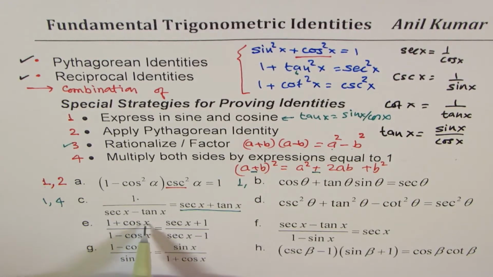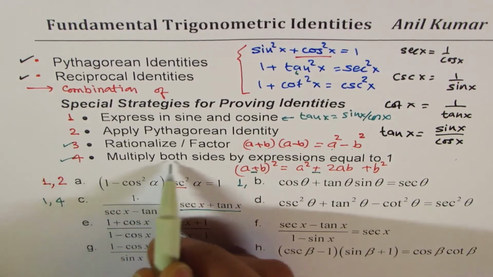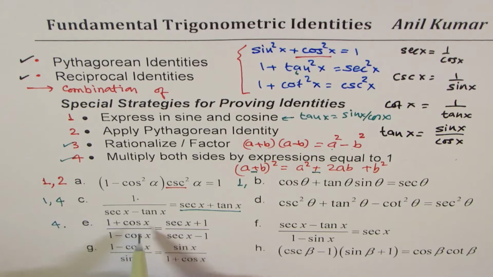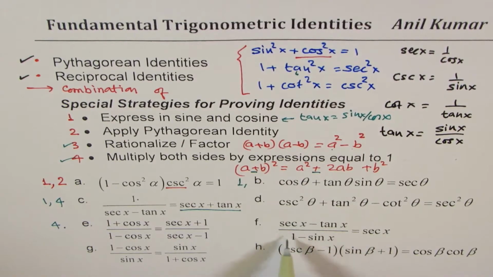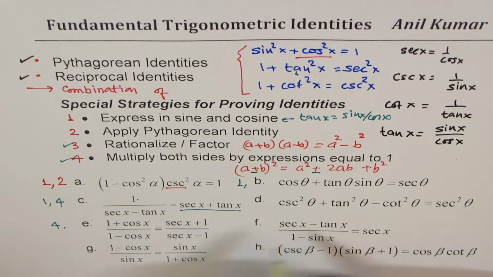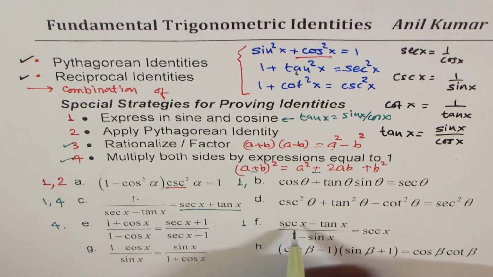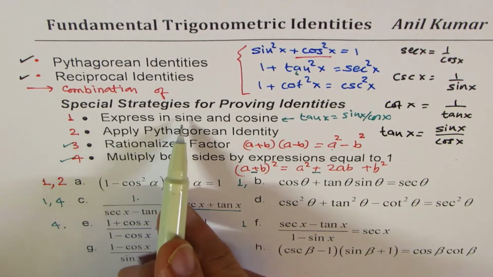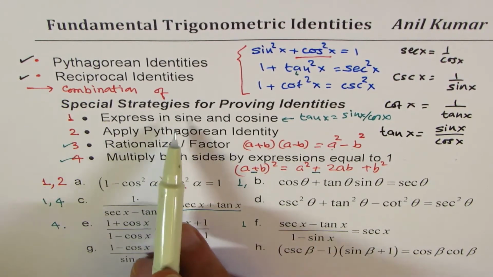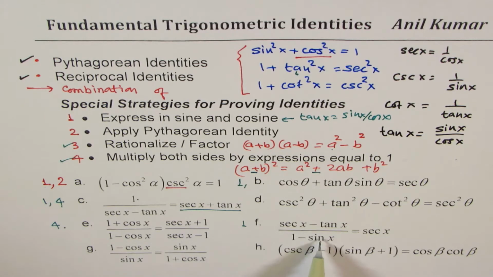Here we are seeing 1 plus cos x, we want sin x. So in this case, we'll apply strategy 4, divide both sides by cos x to get the result. Sin x, tan x terms, strategy 1 is simple. Convert sine into secant and tan into sine and cosine. You will get your result.